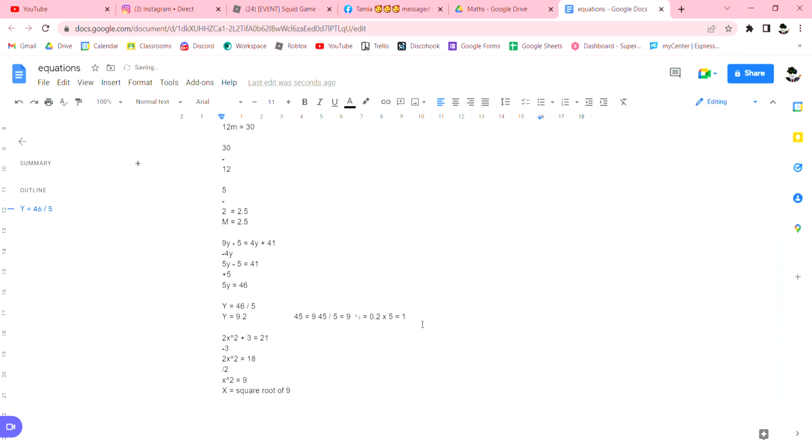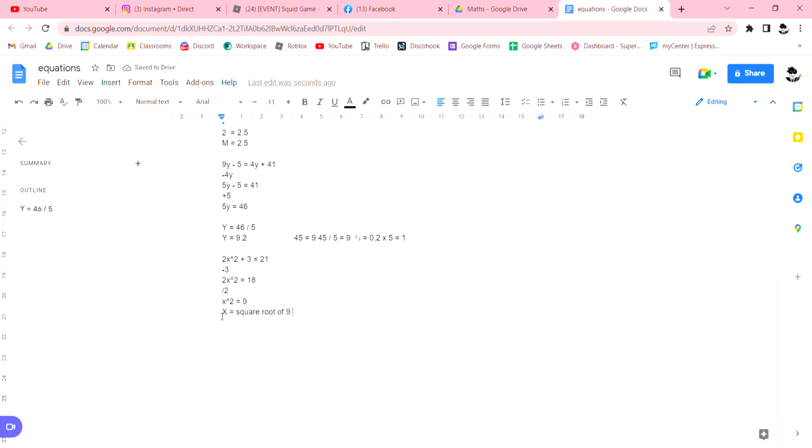Obviously a square root is a tick. I can't do a tick on my laptop, but obviously you know what that means. And that's really everything that you're going to get in solving equations genuinely. You could get minus numbers as well. So you might get something like minus x.